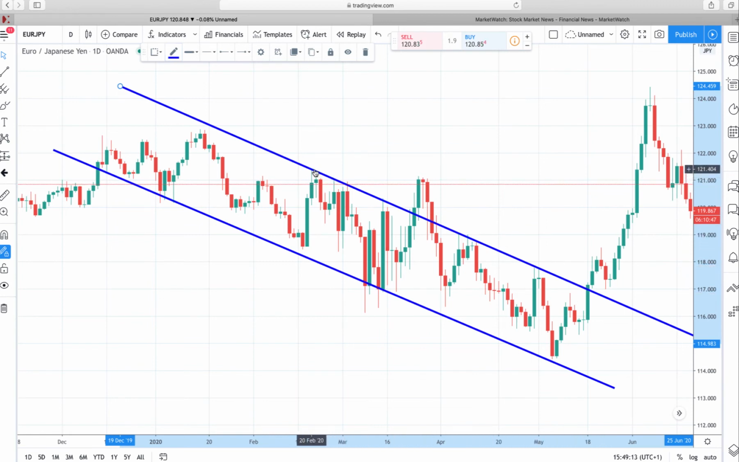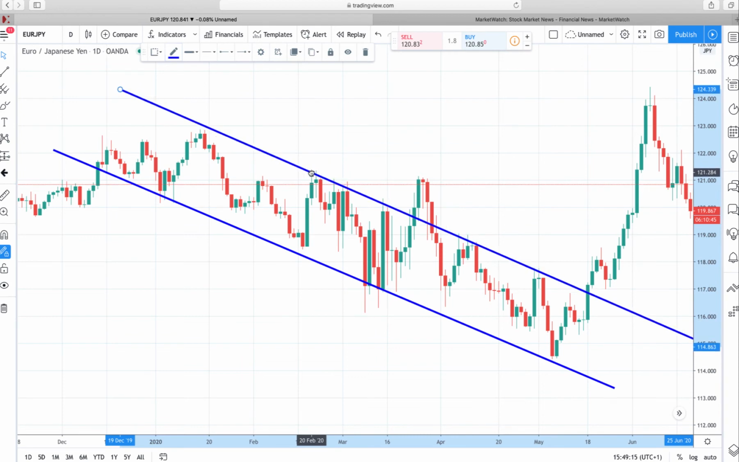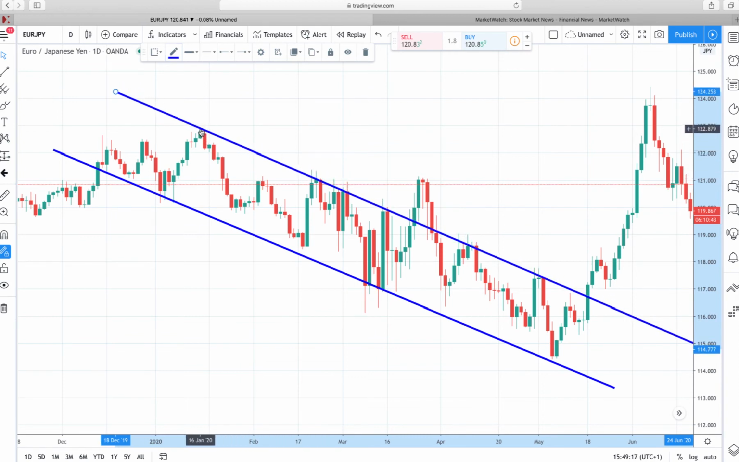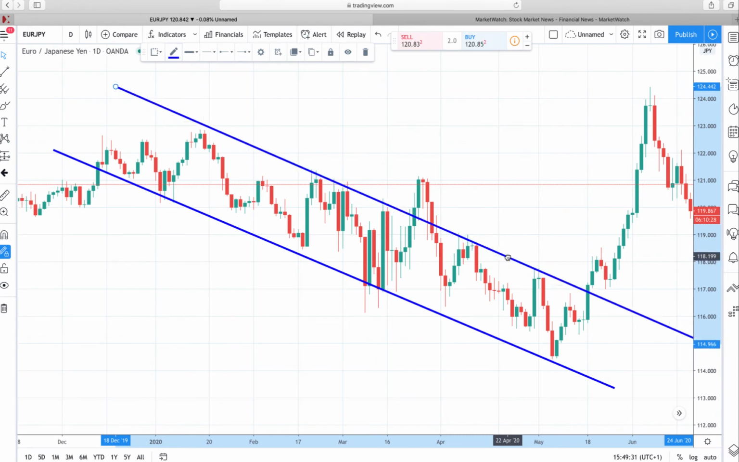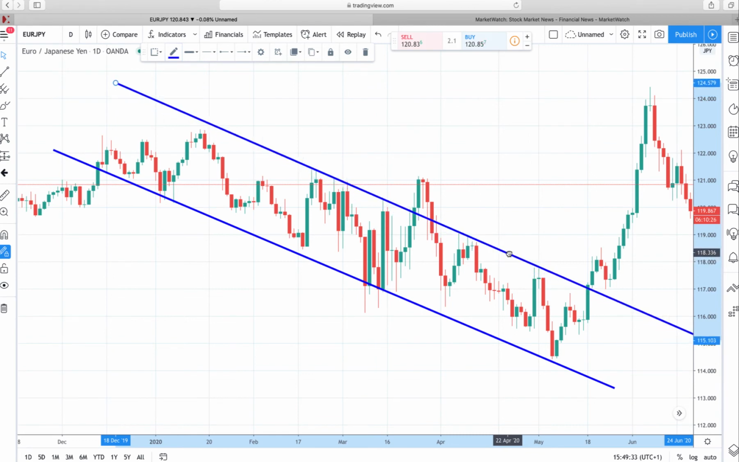And then don't do this. Don't start the line on the top, where the maximum of the candle is, and then mix the body and the high of the candle. Don't do that, because it's not good, trust me. That will confuse you sometimes.